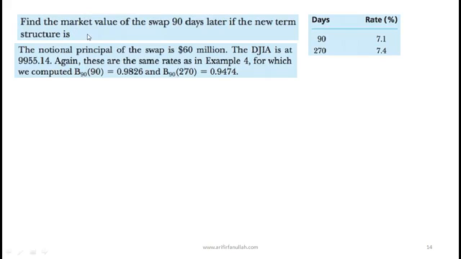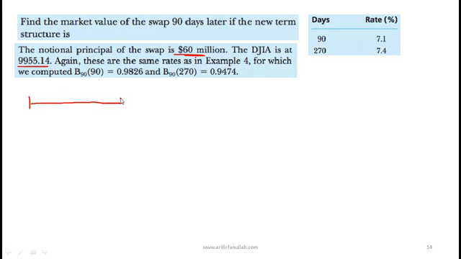Now, 90 days later, the new term structure is given here. Interest rates have gone down. Okay, so what else do we know? We are told that the notional principal is 60 million. We'll do all our calculations based on $1 notional principal and then multiply our answer by 60 million at the end. The Dow Jones has gone down. Remember earlier it was 10,000 something. Now it's 9,955. So the Dow Jones has come down, and we need to figure out the value of the swap.